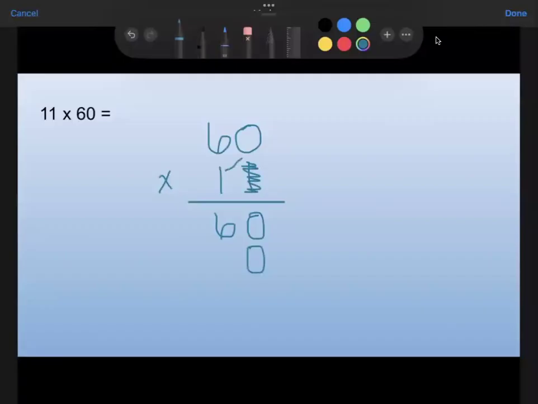So 0 times 1 is 0. You start with the ones place, and then you multiply it by whatever you're multiplying on the bottom. Then 6 times 1 is 6. So we end up with 600 as our partial product. Then we need to add those together. So 0 plus 0 is 0, 6 plus 0 is 6, and 6 plus nothing is 6. So our final answer here would be 660.